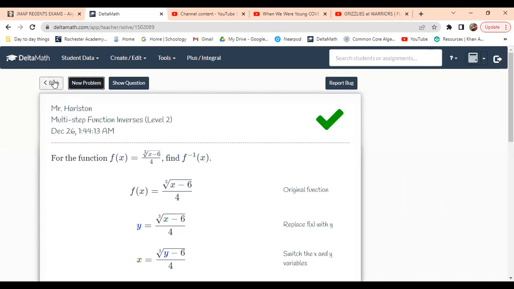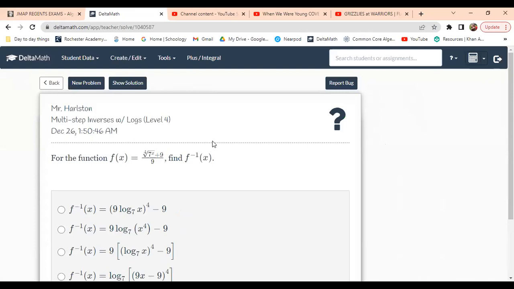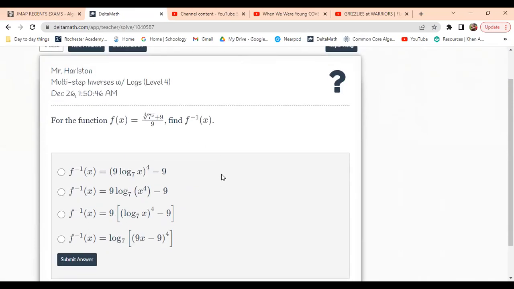Now I'm going to do one that's a little bit more difficult, so I'm going to go to level 4. Let's see what we got here. So what I'm going to do now is clear this off my iPad, and then write the new function f of x equals the fourth root of 7 to the x power plus 9, divided by 9. All right, so now I need to find the inverse, and then more importantly, I need to check it to make sure it's right.